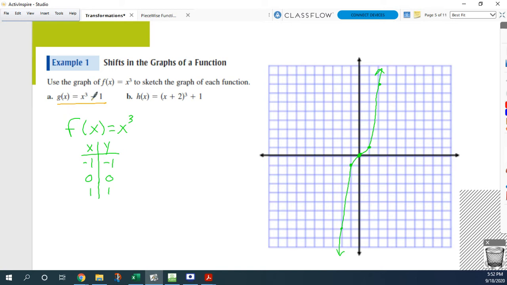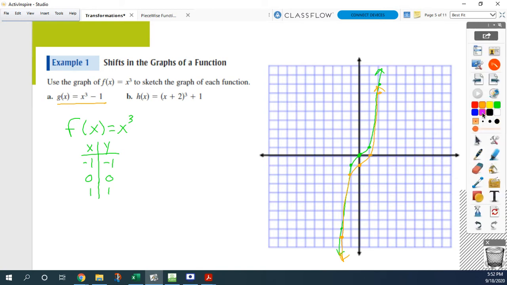And basically what I'm going to do, because this -1 is outside of my third exponent, that means that I'm going to move it up or down. Because it's subtraction, that means I'm going to move it down. So I'm going to take all of the points on my graph and move them down. It's still going to have the same shape as our parent function. Basically, it's like I've copied and pasted everything just down one unit or one block on our graph.